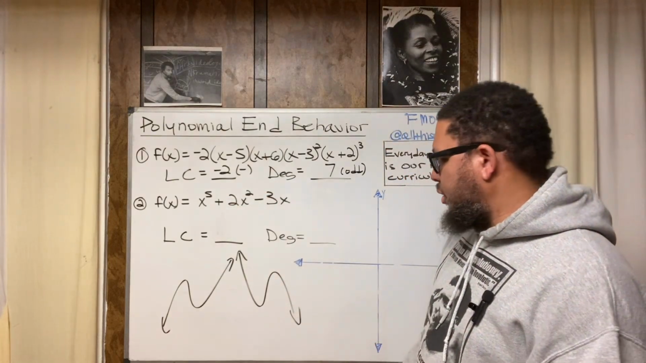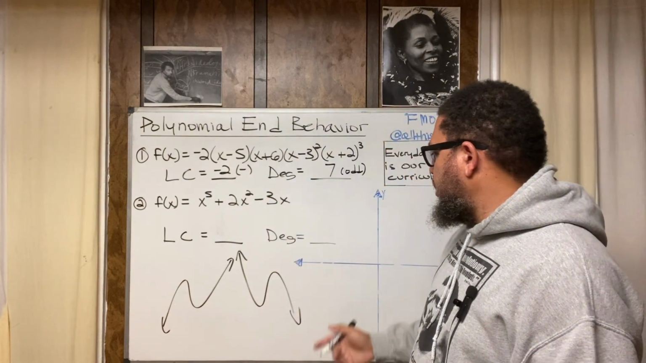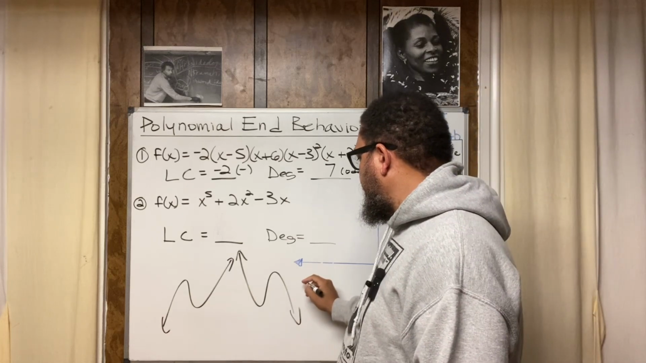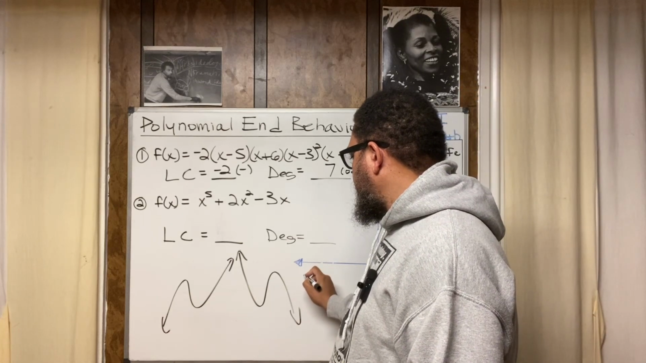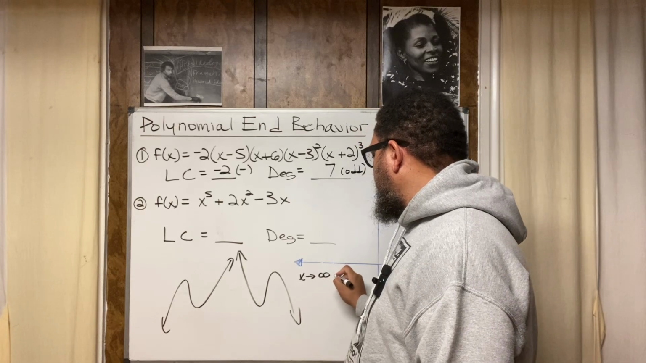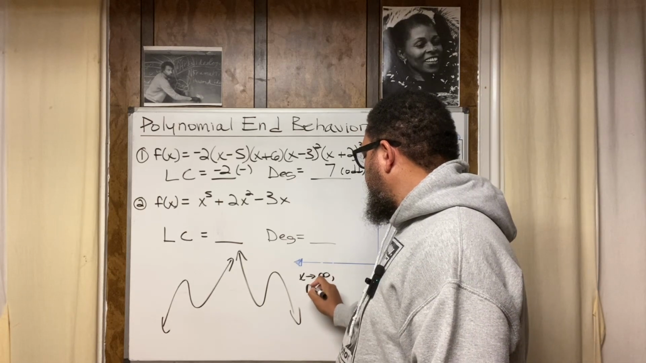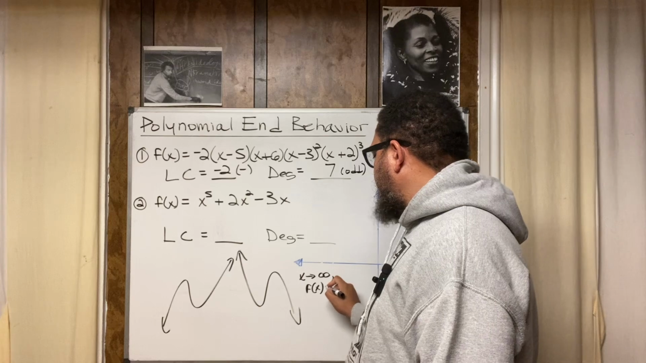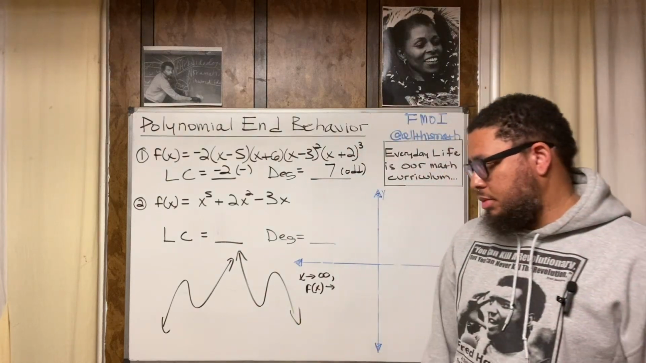Now, but how do we say that? What we say is we say it like this: as the x values approach infinity, the y values, or the f of x values, what are they doing?